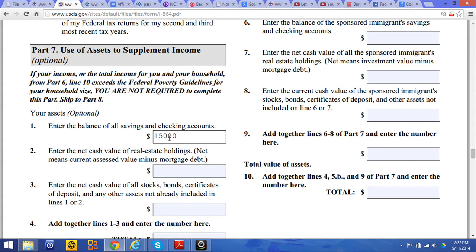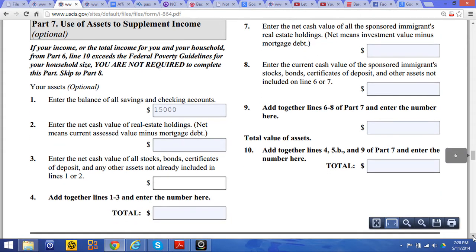In item 2, if you have a home, you will put the net cash value of the home, not the real value, because you have to deduct any mortgage debt. If you have stocks or bonds, you will put the value of the stocks and bonds. And in item 4, this will be the total. Let's say 17,500, just an example, that will be your total asset.